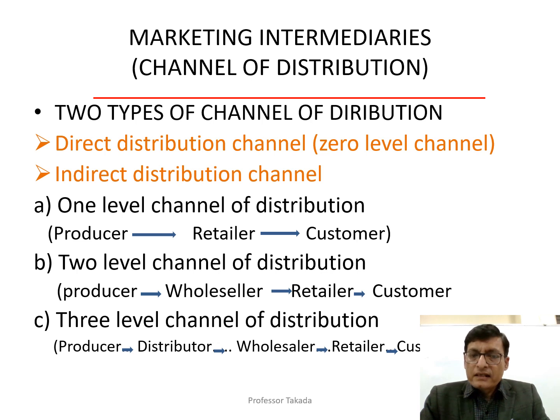Then there is also a three level distribution channel. Three levels means there are three middlemen between the producer and the customers. What are these three levels? The producer produces the goods and gives them to the distributor. The distributor forwards them to the wholesaler. The wholesaler gives them to the retailers, and from the retailers, the customer purchases the goods. So these are the three levels. Today we have discussed what marketing is all about, then the modern marketing system, and various types of distribution channel. Thank you very much.